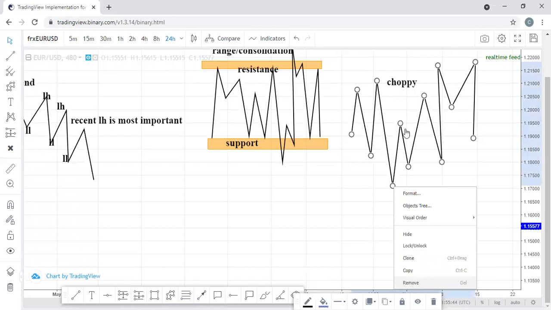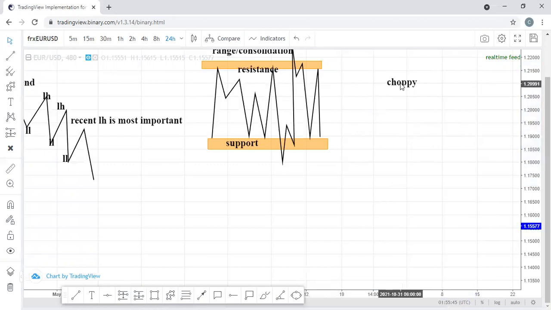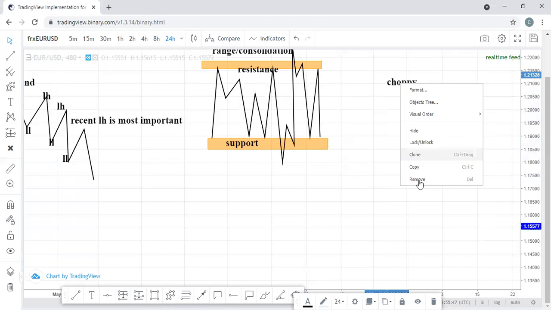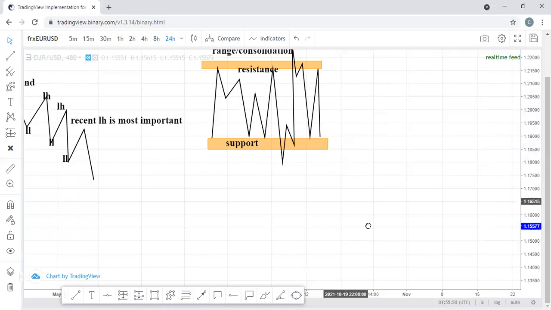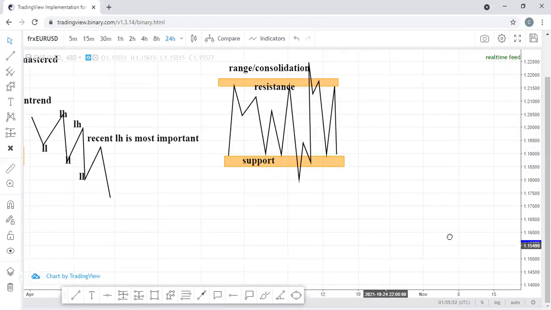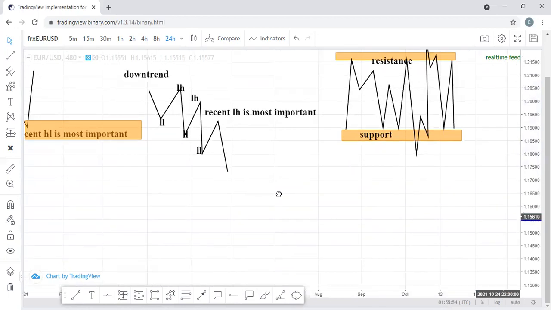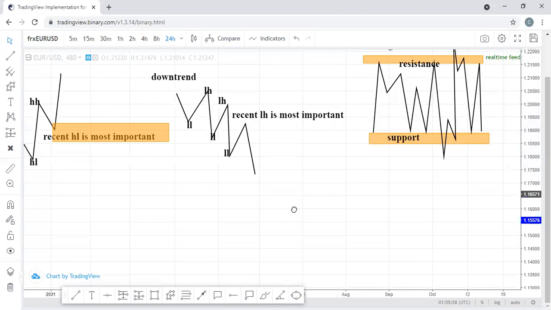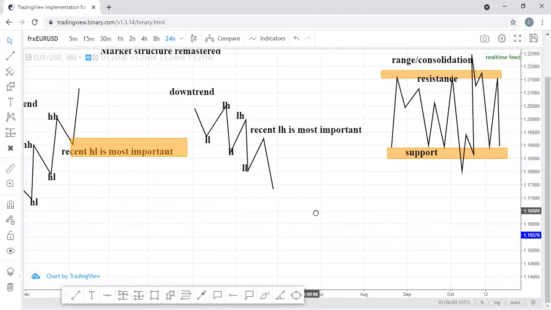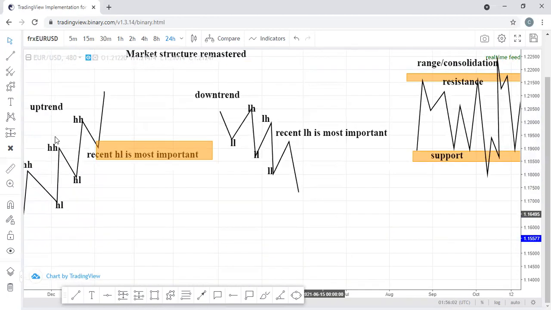Once you see the market doing that, you stay away from the market because there's no bias or guideline to trade those kinds of markets. So these are the three basic kinds of market that we should be trading: the uptrend, the downtrend, and the range.